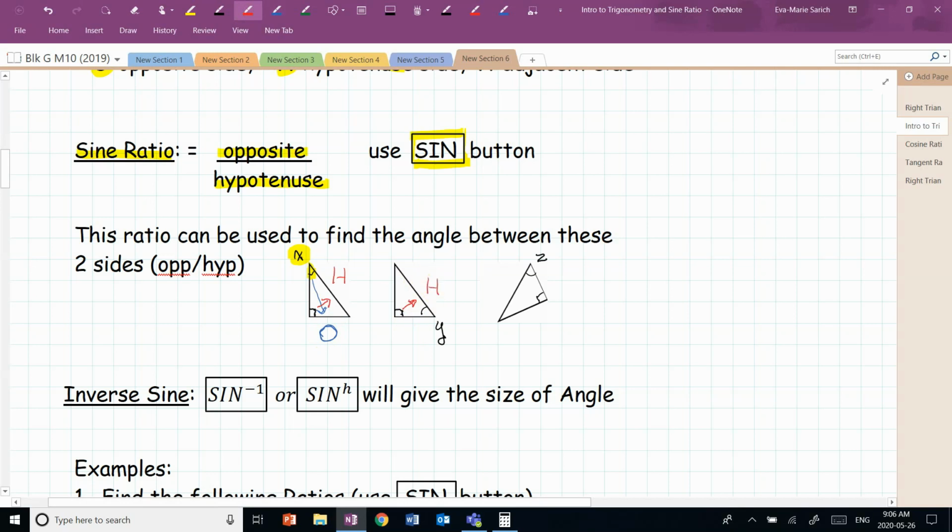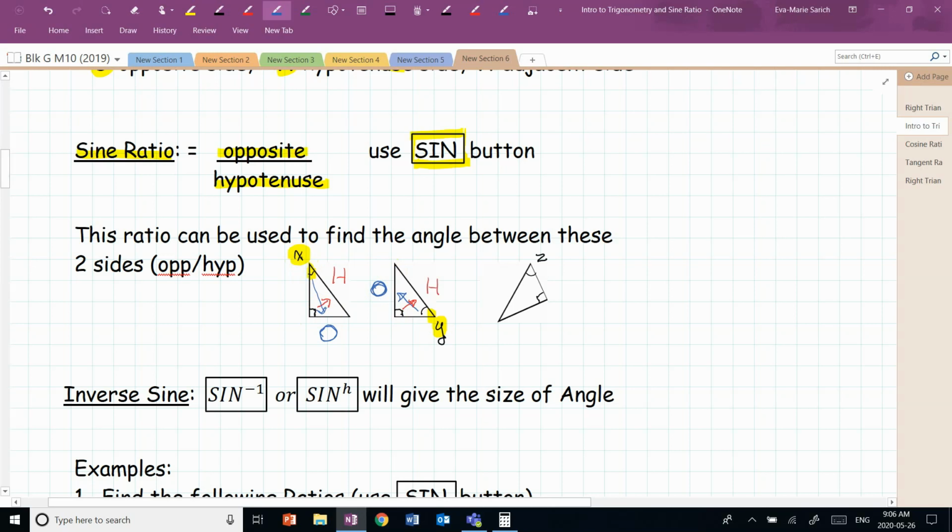If we go to a different triangle, again, opposite the right angle is still the hypotenuse, but now we're looking at angle Y. And angle Y is down here, this corner. So if we go opposite of angle Y, we're going to this side of the triangle. So now this side here is the opposite of Y, where for angle X, this one was the opposite.